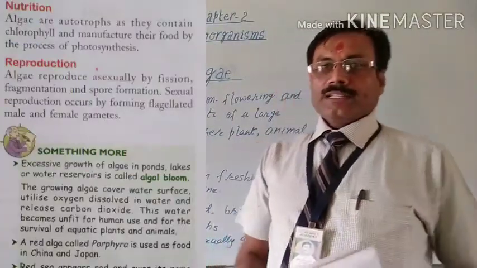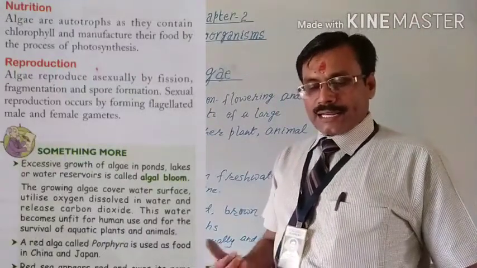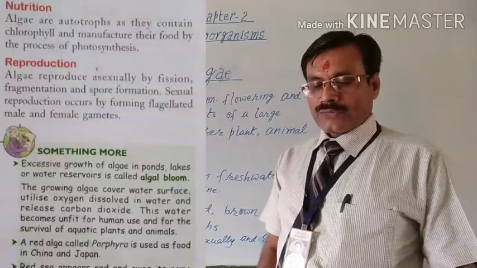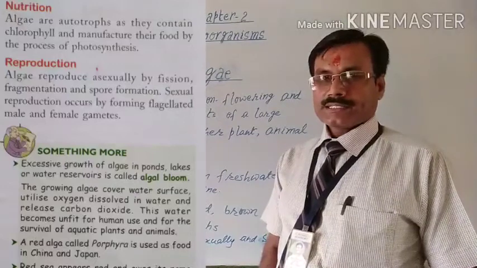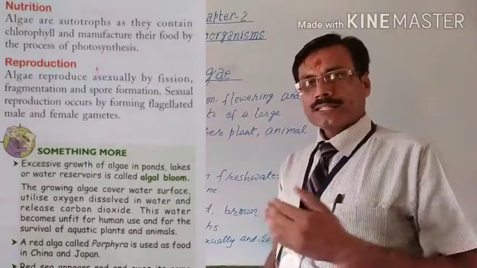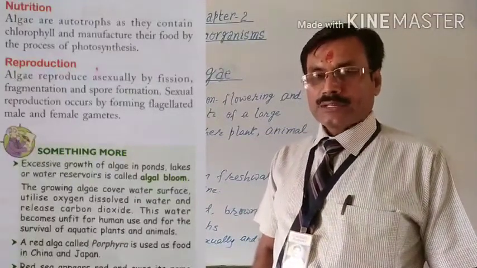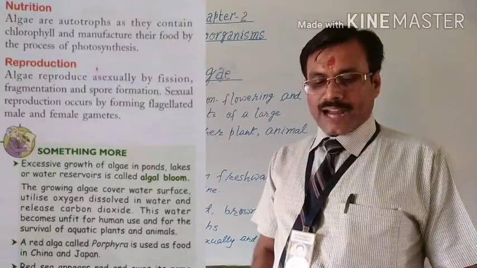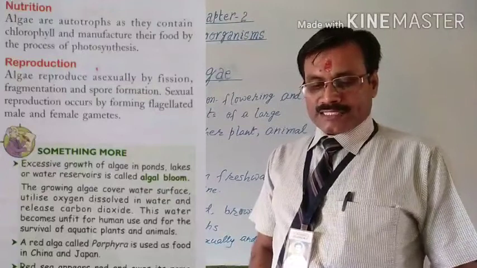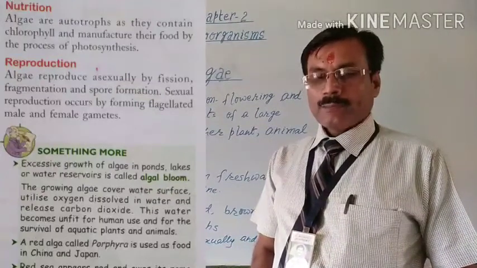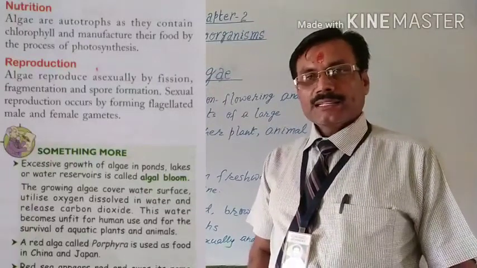Nutrition. As you know, algae are autotrophs. Algae are autotrophs as they contain chlorophyll and manufacture their food by the process of photosynthesis. Reproduction. Algae reproduce asexually by fission, fragmentation and spore formation. And sexual reproduction occurs by forming flagellated male and female gametes.